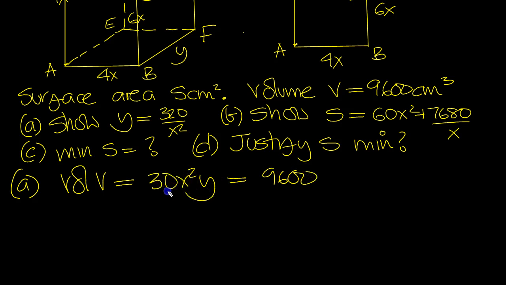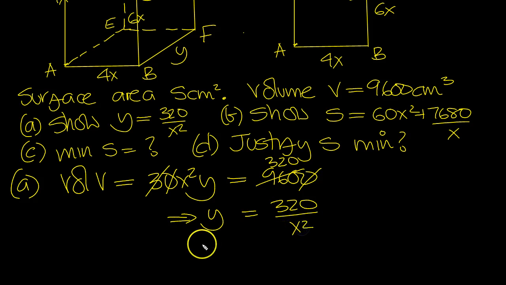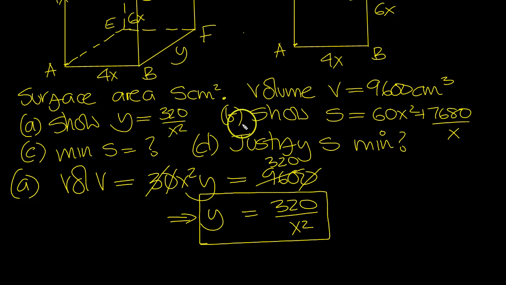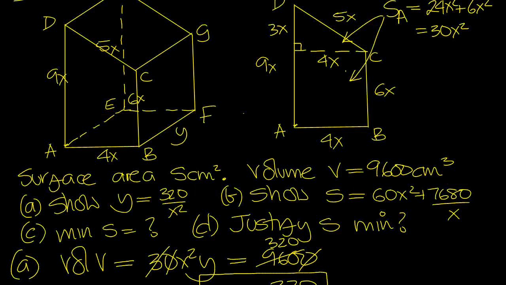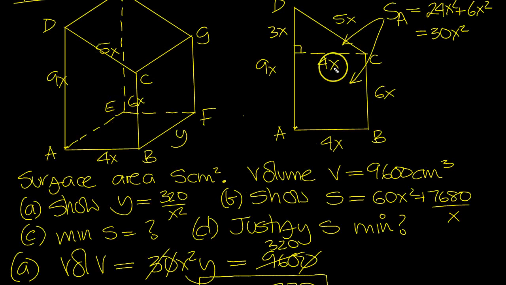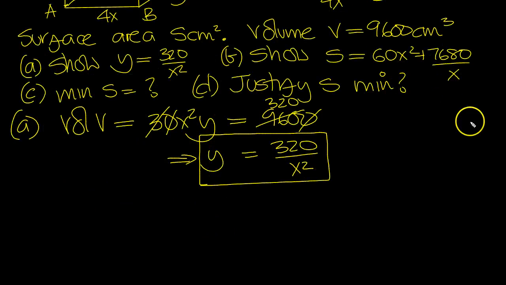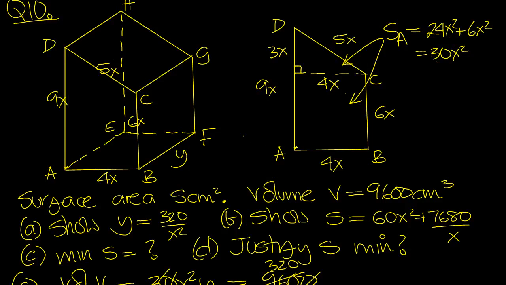So what have we got here? Well, let's cancel by 0. Then 3 goes into 960, 320 times. So then y will equal 320 over x squared, which is what we wanted to show. Now we'll show the surface area. Well, we've got 2 of these, front and back. So there'll be 2 lots of the surface area.